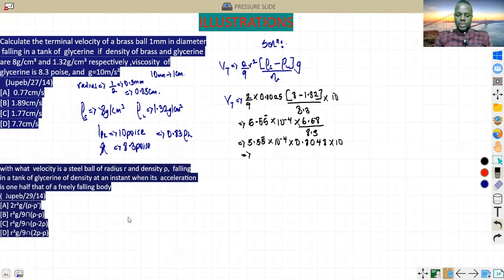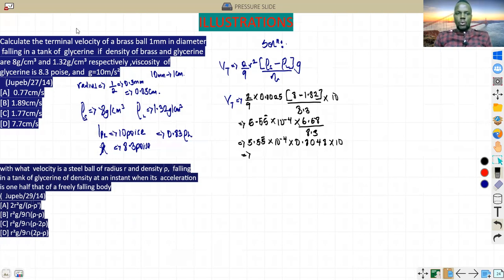8 minus 1.32 already gives us 6.68. We are dividing that by, anyhow I'm doing this, this should be 6.68 times 0.0025 times 2. We have 0.0334. So now that's what we have at the numerator.